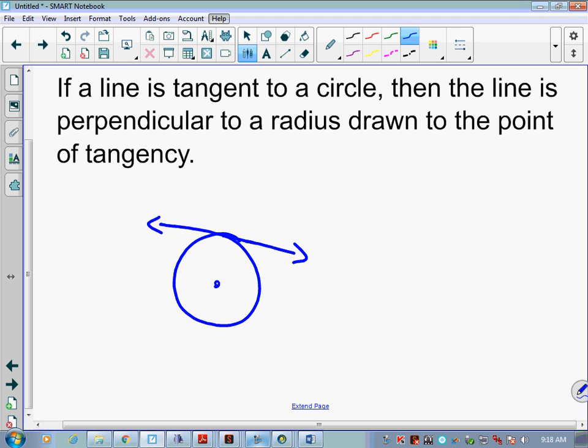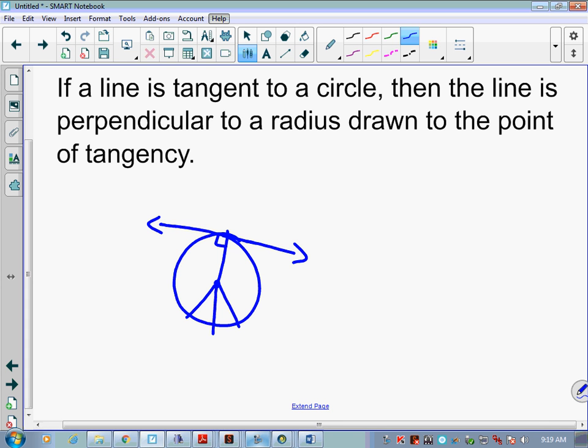Here's the center of my circle. Now I could draw any number of radii through here, but there is going to be one radius that intersects that point of tangency at a right angle. Because that tangent line is only intersecting that circle at one point, the one radius that connects to it will meet it at a right angle. Let me read it again. If a line is tangent to a circle, then the line is perpendicular to a radius drawn to the point of tangency. Okay? All right.